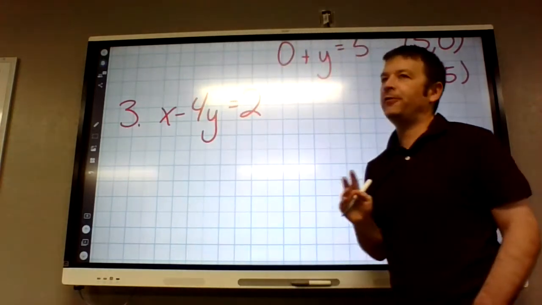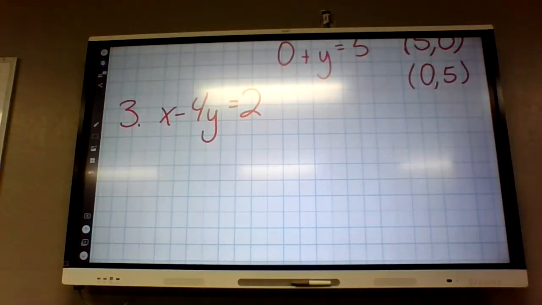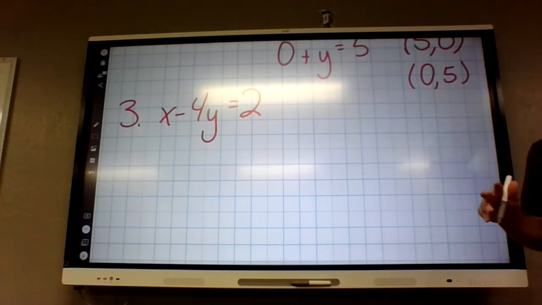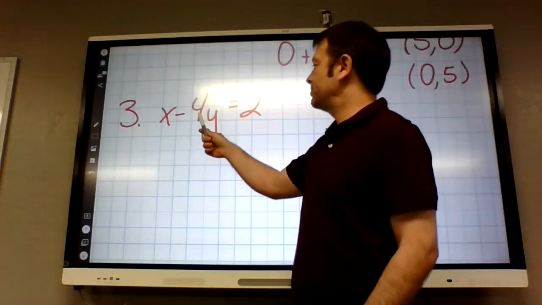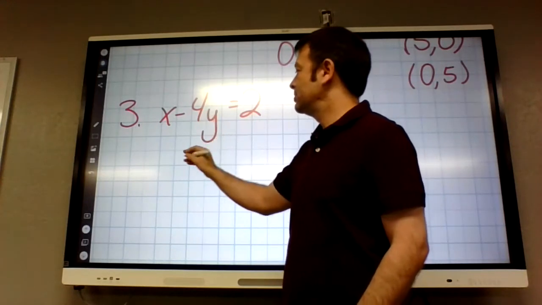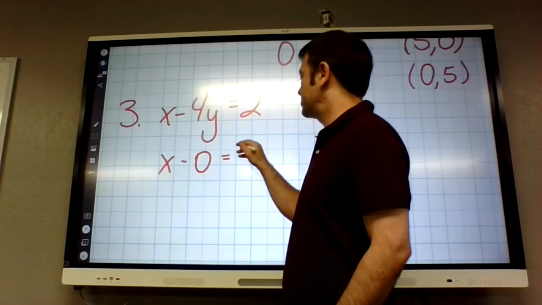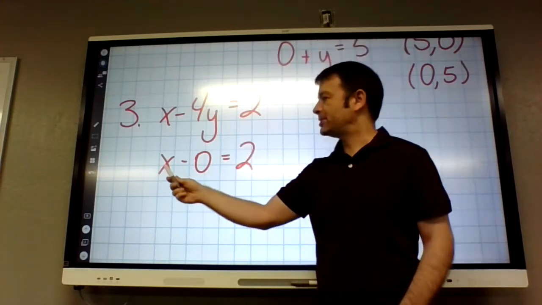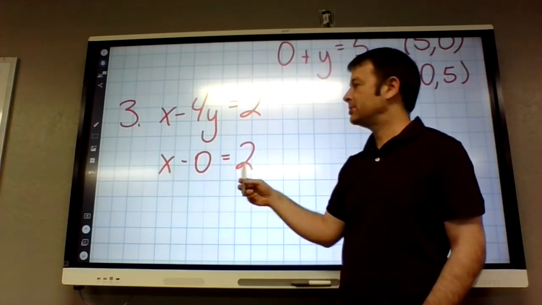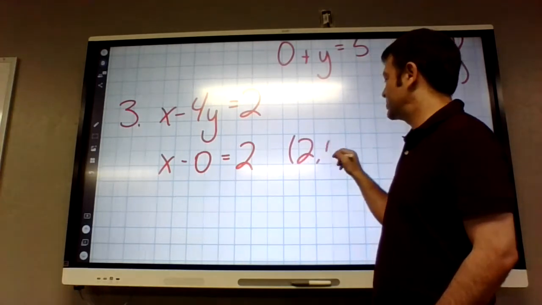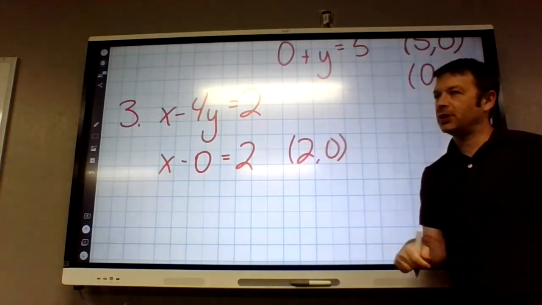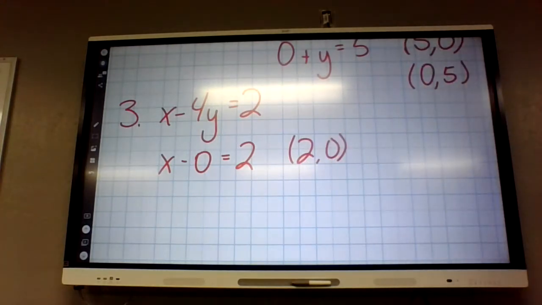Okay. So I'm going to find the x-intercept first. So what do I need to do? Make the y value 0. What is 4 times 0? 0. So x minus 0 equals 2. So what must x be in this case? 2. So when y is 0, x is 2. That's the x-intercept. That's where it's going to hit the x-axis.